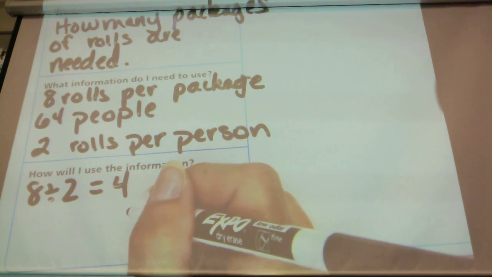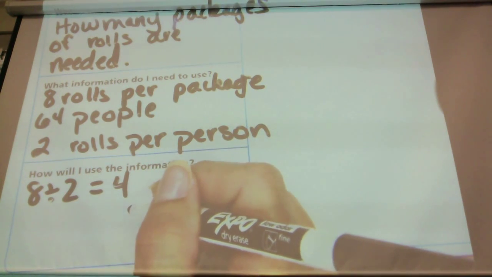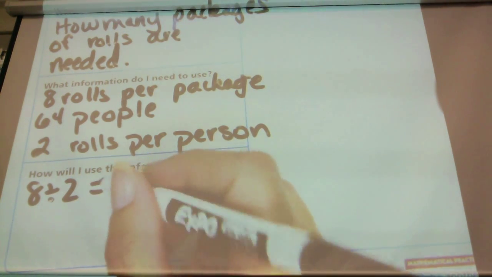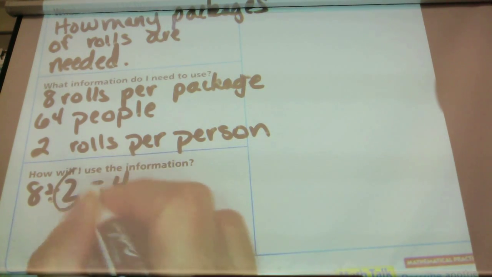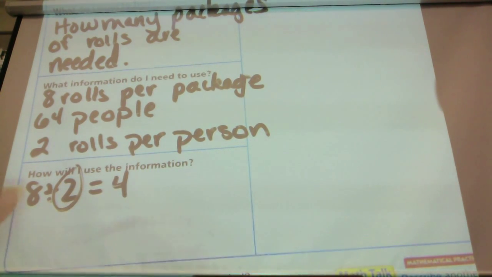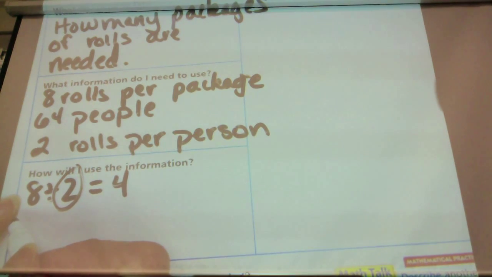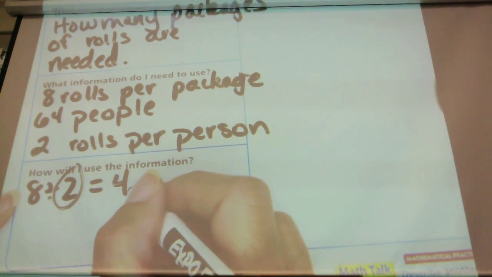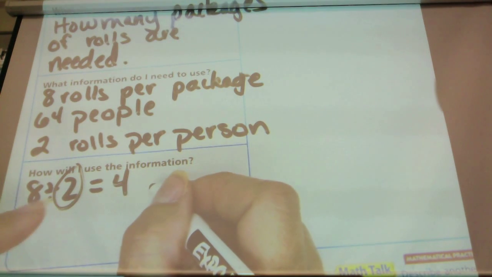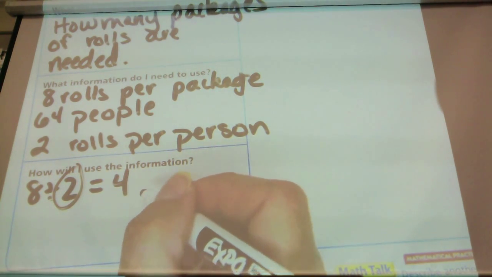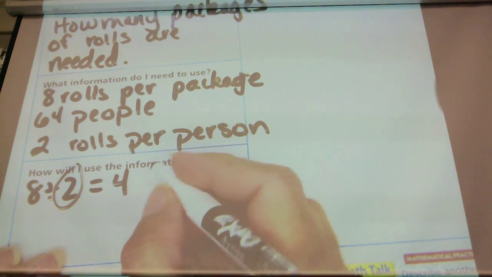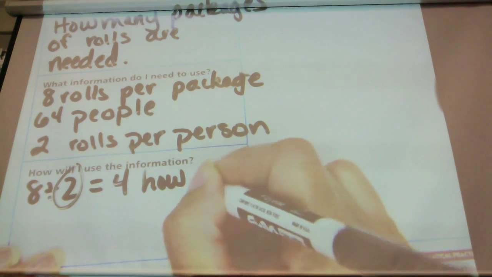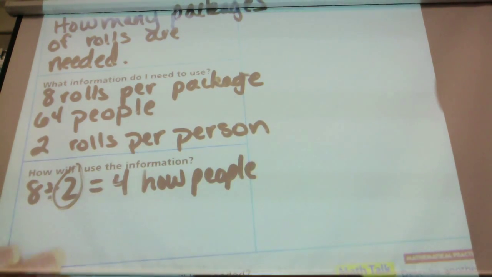Does anybody know why this works? Sean, why does this work? Or tell me what the 4 is going to tell me. You know why, Brian? It's you can divide them into 2. Okay, so let's go back. This is how many rolls per person, correct? Yes. This is how many rolls are in each package. If I find out that I have 4, I did 8 divided by 4, I want you to pay attention. The 4 tells me how many people I can feed per package.